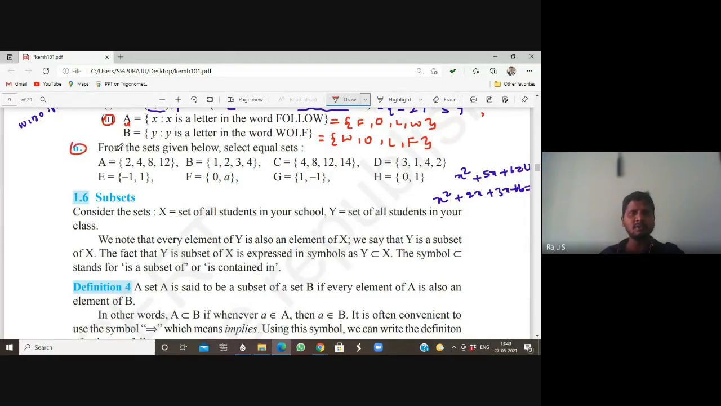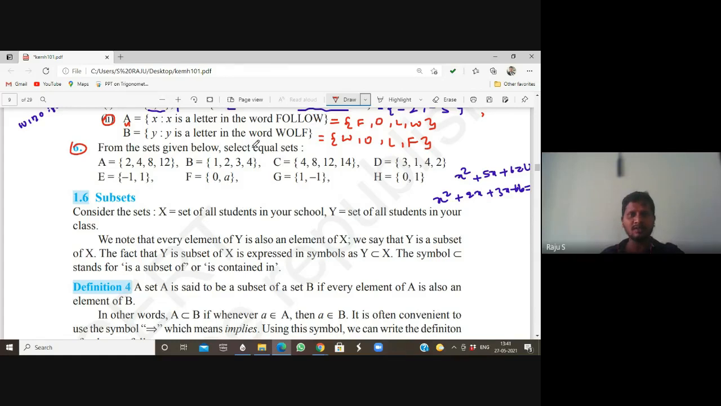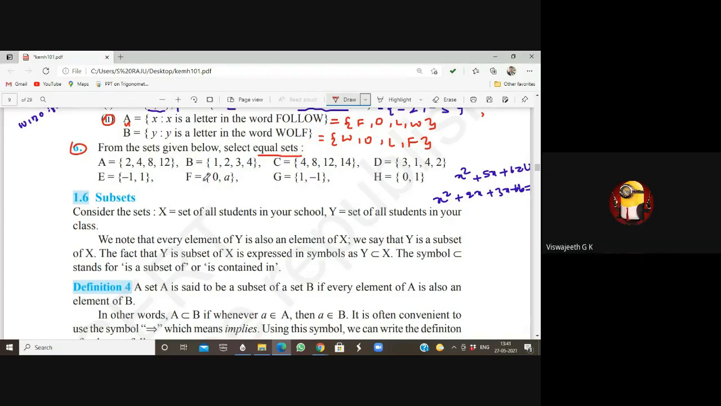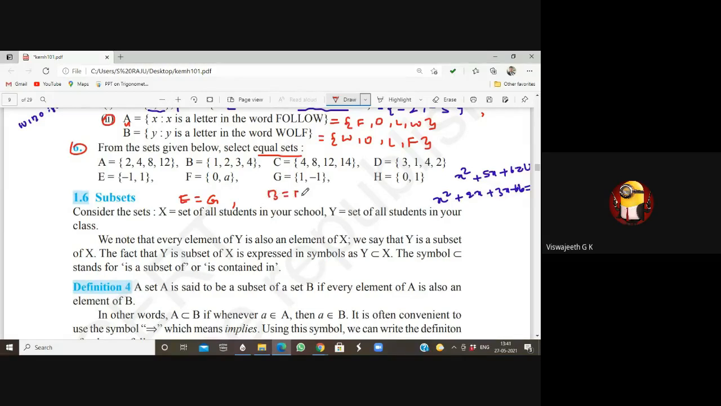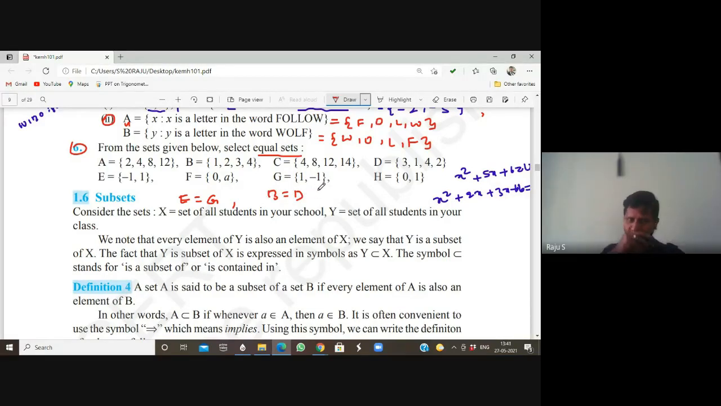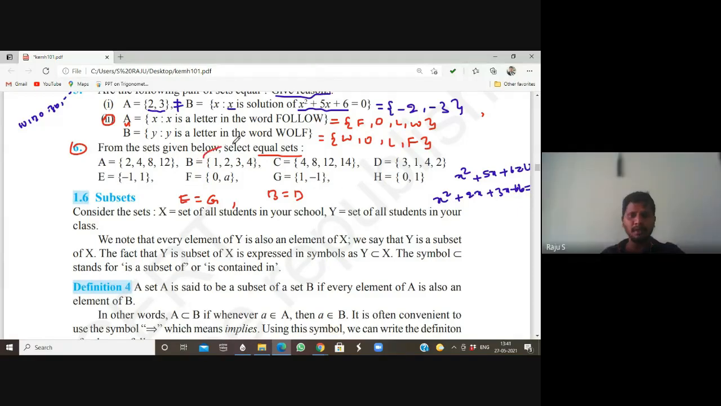Now question number 6. From the sets given below, which sets are equal? E and G, and B and D. Yes, sir. Right, here B is equal to D, E is equal to G.